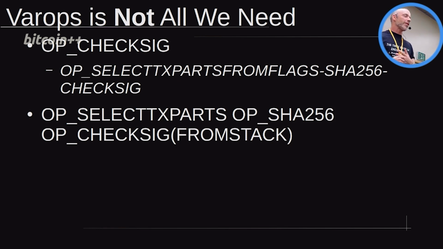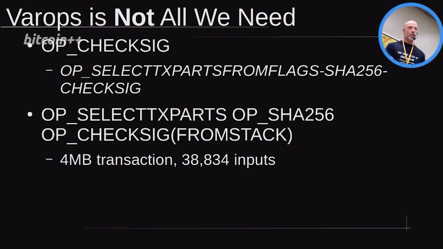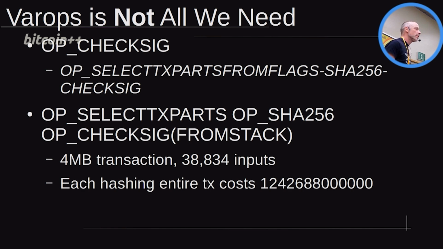It's the stupidest name ever. Of course, from stack. We're a stack machine. Everything's from stack. But you know, just to differentiate from the other one. Okay, so we could have a 4 megabyte transaction containing this script, with about 38,000 inputs, each of which would try to hash the entire transaction. The cost, according to our cost model, is about 35 times the budget that we have. Each input is hashing the entire transaction, 4 megabytes, over and over and over again.